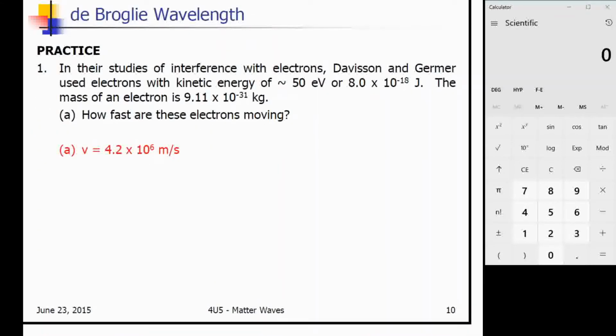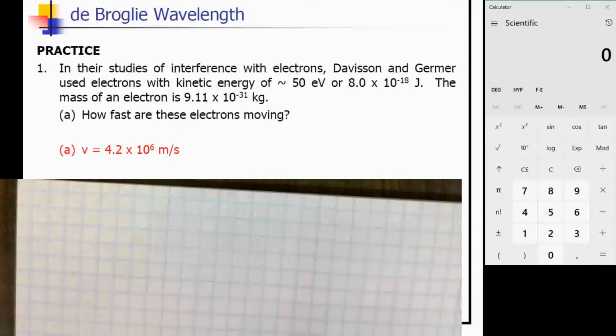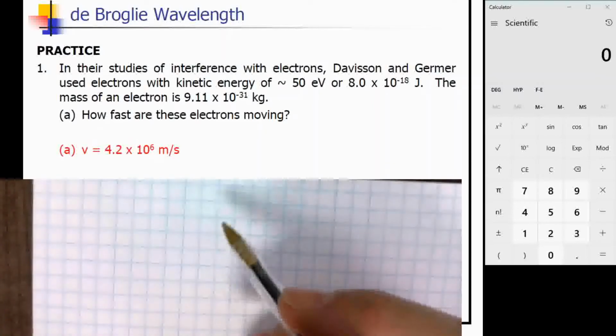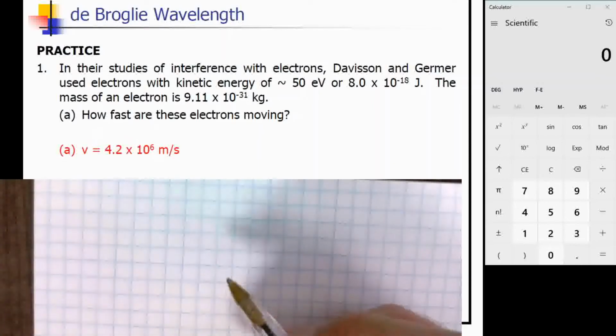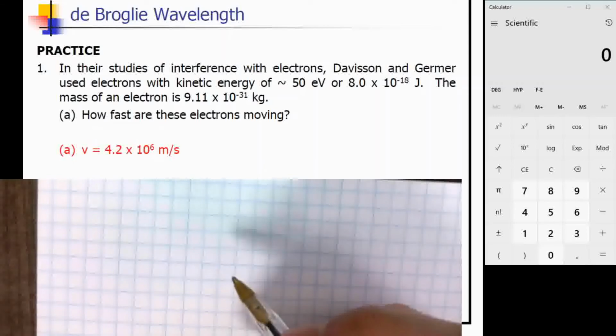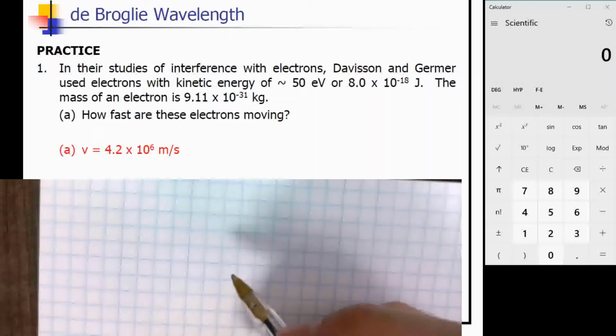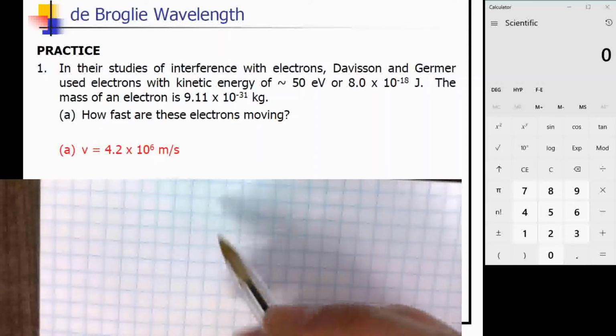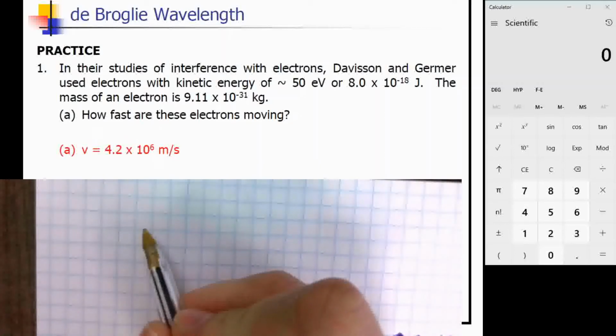So let's look at a problem here. It says, in studies of interference with electrons, Davisson and Germer used electrons with a kinetic energy of about 50 electron volts, or 8.0 times 10 to the negative 18 joules. The mass of the electron is, of course, 9.11 times 10 to the negative 31 kilograms. So how fast were these electrons moving?